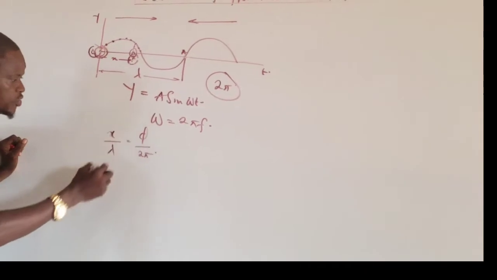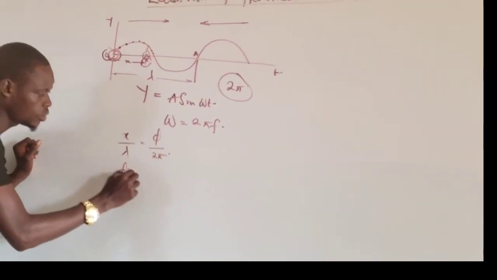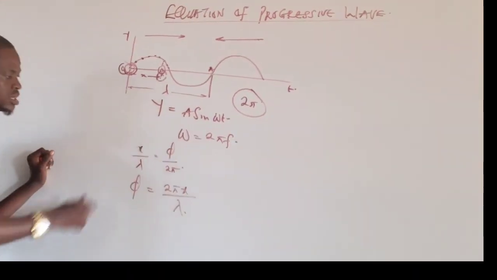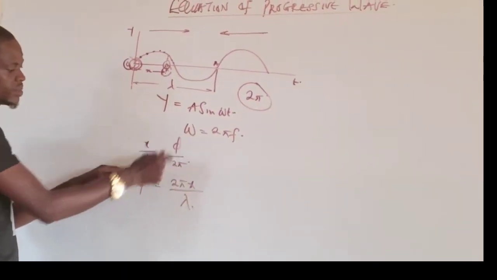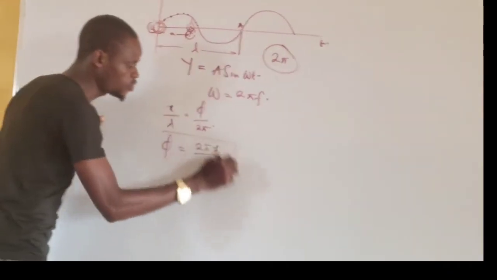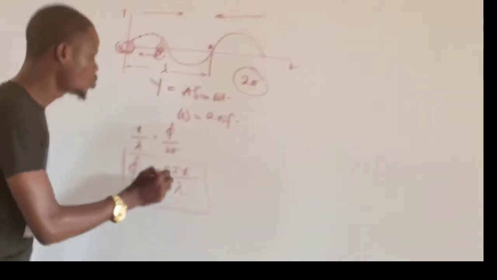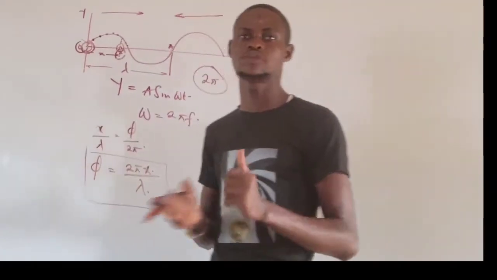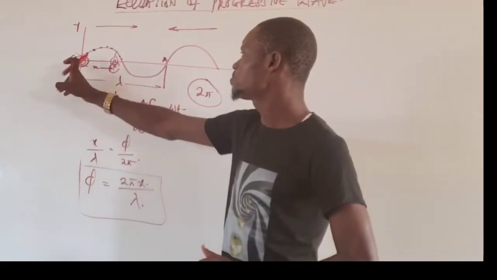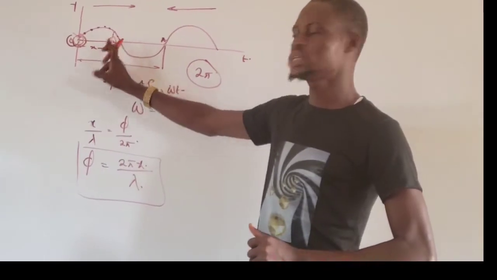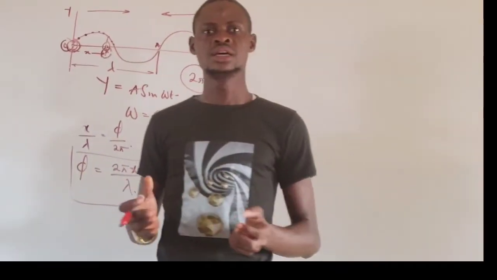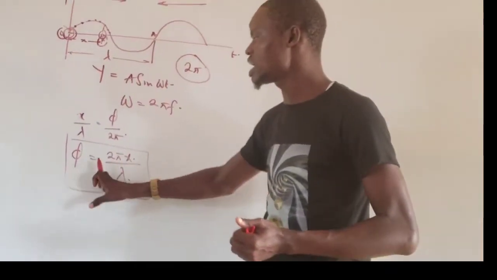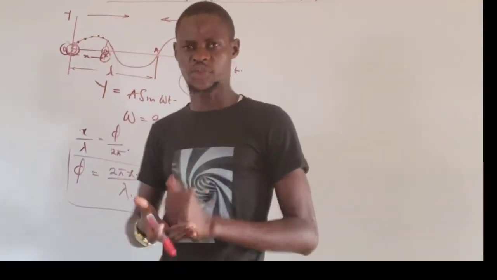Now I can easily get my phase angle. My phase angle here will be equal to 2 pi x over wavelength, which is multiplying this by this, divided by this. Now this is the phase difference of the particle, where this s represents the separating distance between the two particles of the medium, between the particle at the origin and the particle here. Any particles along this wave profile will also have this same phase difference.